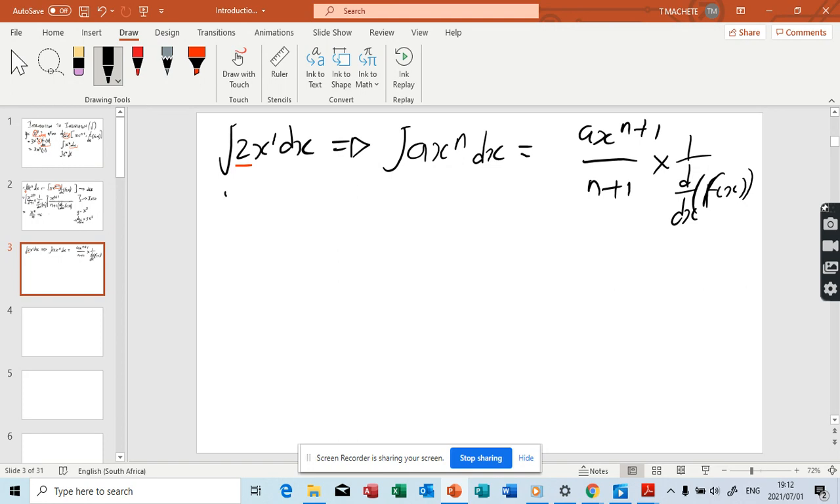So, the answer that we're going to get, yes. Can someone tell me the answer without looking in the study guide? Can someone give me the answer? Integration of 2x, what do you get?